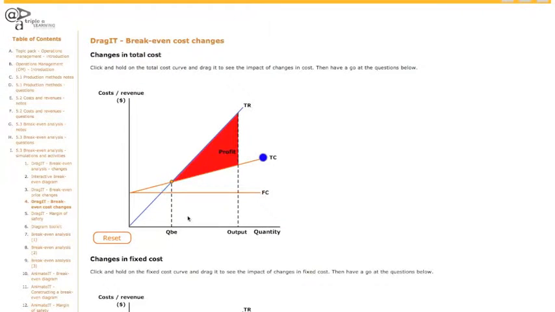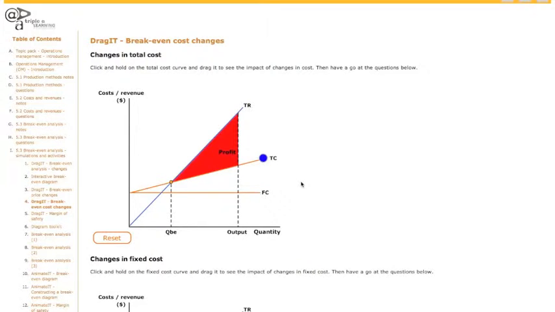And this is because if the costs are much lower, that means that the price does not have to be as high in order for the firm to make a profit, and thus the break-even level of output will be much easier to achieve in a shorter period of time.